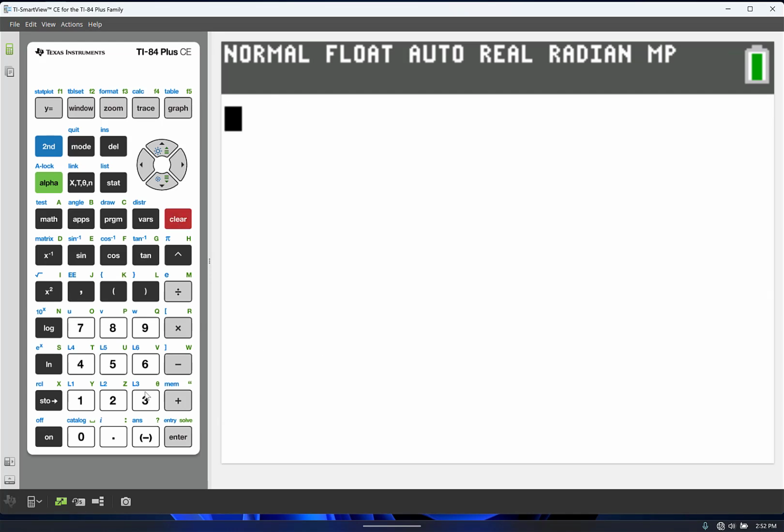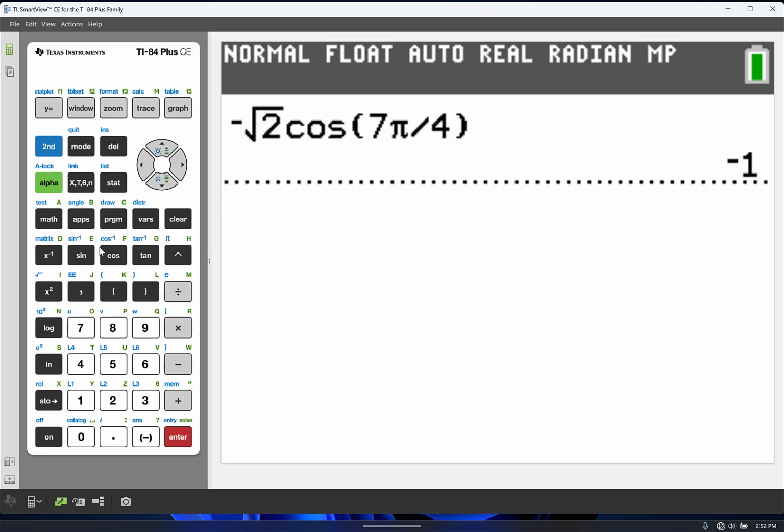Check it out, Salali. Negative square root of 2. And then I'm going to multiply this by cosine. You said 7 pi over 4? 7 pi over 4. Enter. Look, negative 1. Negative square root of 2.